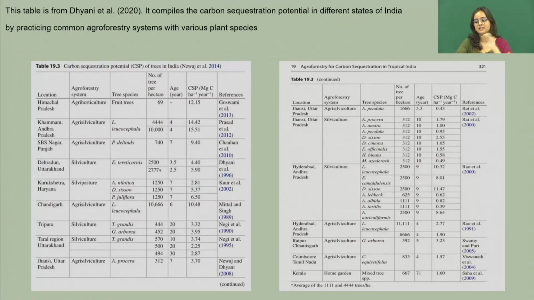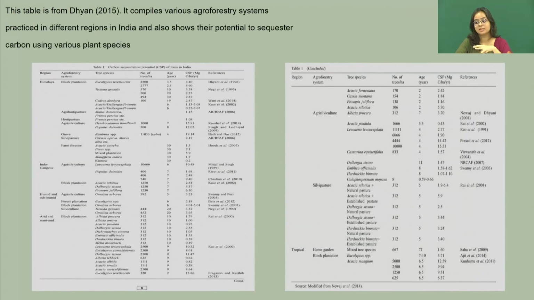This table from Dhyani et al. 2020 compiles the carbon sequestration potential from different states of India where common agroforestry practices are being followed. For example, in Kamareddy, Andhra Pradesh, agri-silviculture is followed, which has a potential of around 15 mg carbon per hectare per year. This table from Dhyani 2015 highlights a few points and specialities of our country, where it signifies various agroforestry systems in different regions of our country.